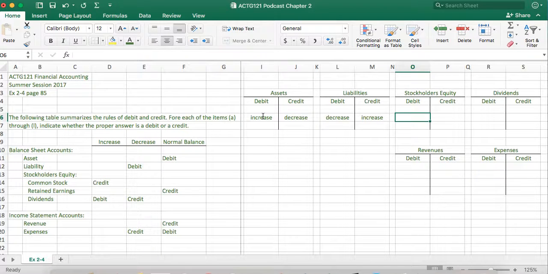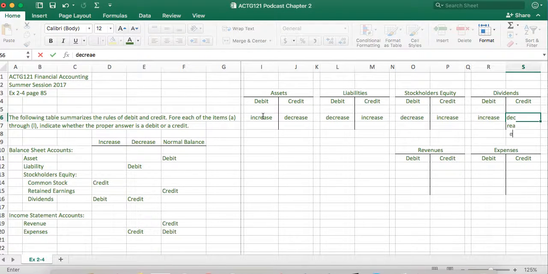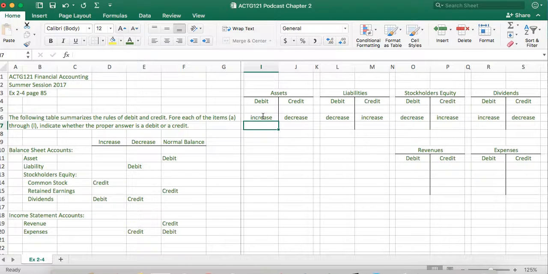Stockholders' equity, other than dividends, will also decrease with a debit and increase with a credit. Dividends, that's the oddball. Dividends are what we call contra equity, meaning that it moves in the opposite direction of equity. Contra from the Latin, opposed or opposite. Dividends will increase with a debit and decrease with a credit.